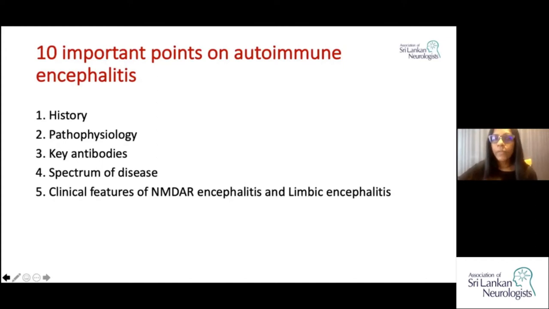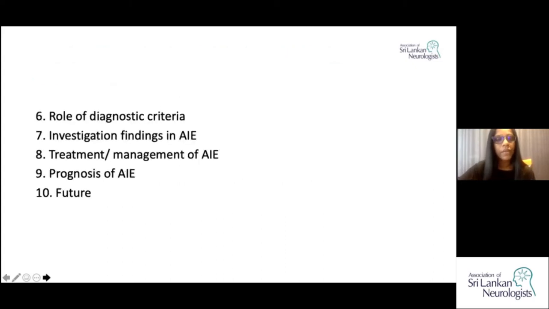And then also I'll be spending more time discussing the fourth and the fifth points, that's talking about the spectrum of the disease, and particularly describing anti-NMDA encephalitis and also limbic encephalitis in detail. So these would be the other points that I would be discussing.